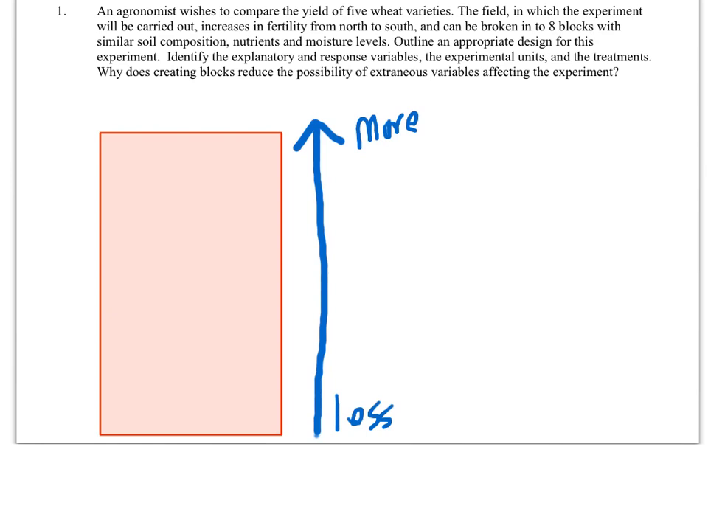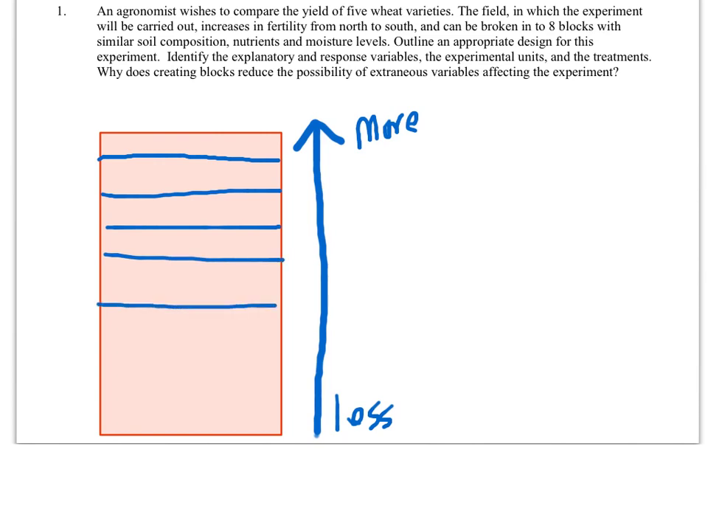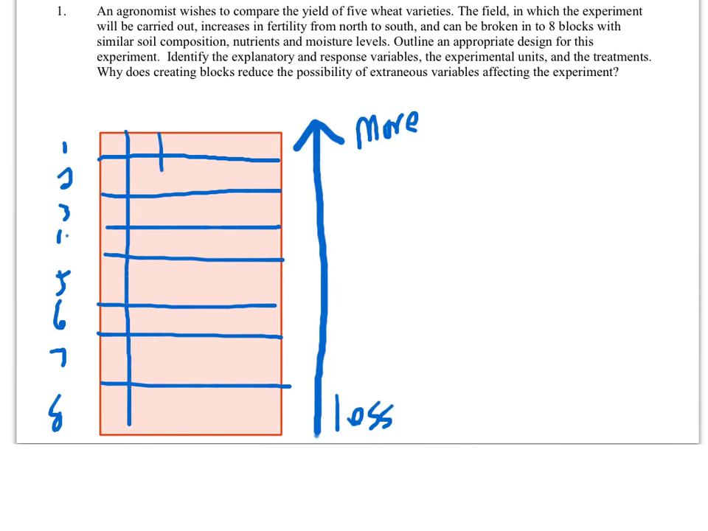First they tell us it can be broken into 8 blocks with similar soil composition. So let's create our 8: 1, 2, 3, 4, 5, 6, 7, and 8. Okay, so we've got our 8 blocks. Now what we need to do is randomly assign the treatments into each of our blocks. We have 5 wheat varieties, so we're going to create 5 plots in each one of these.